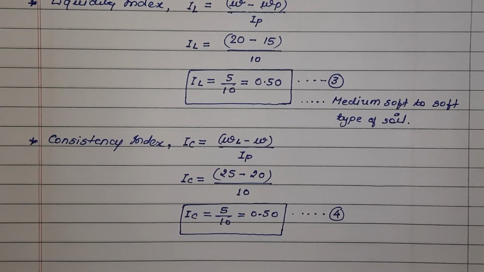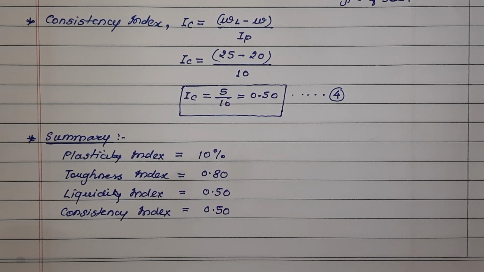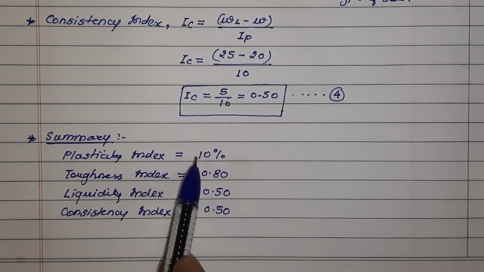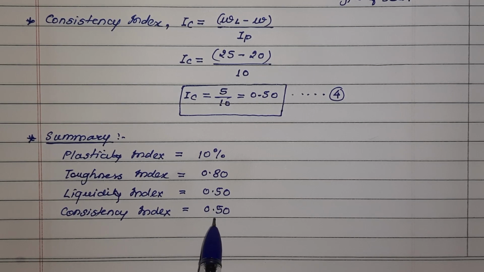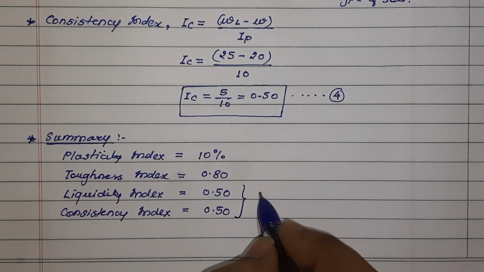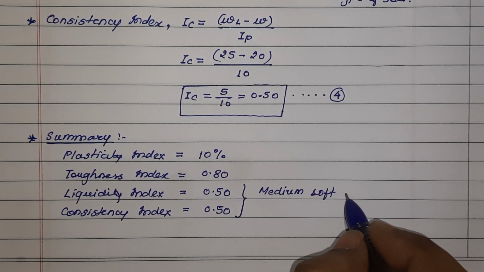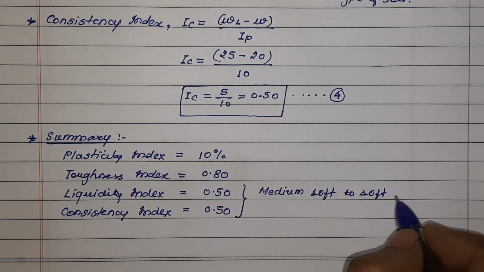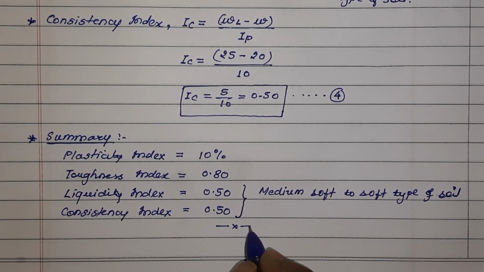Let us write down summary of our solution. Thus solution can be summarized as plasticity index equal to 10%, toughness index equal to 0.80, liquidity index as 0.50, and consistency index as 0.50. Thus from the liquidity index and consistency index we can say the soil type is medium soft to soft type of soil. This is the solution.